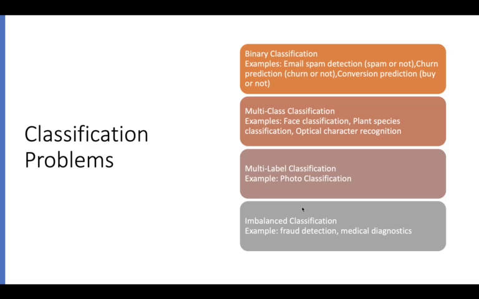And coming to imbalance classification, there's a huge amount of data on what is proper. Though you have a binary classification there, there's a huge quantity on one type, and just a small quantity on the other type. So how do we deal with that kind of classification?